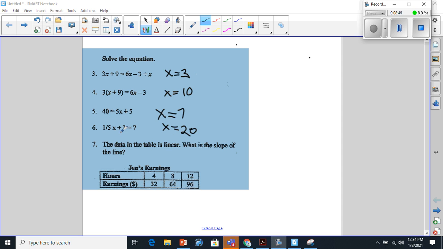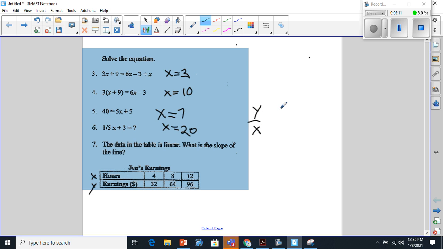All right, number 7 says the data on the table is linear. That means it's going to make a straight line. What is the slope of the line? Well, I know that whenever I'm making a table, x is going to be on the top and y is going to be on the bottom. And I know that the slope of a line is always y over x.